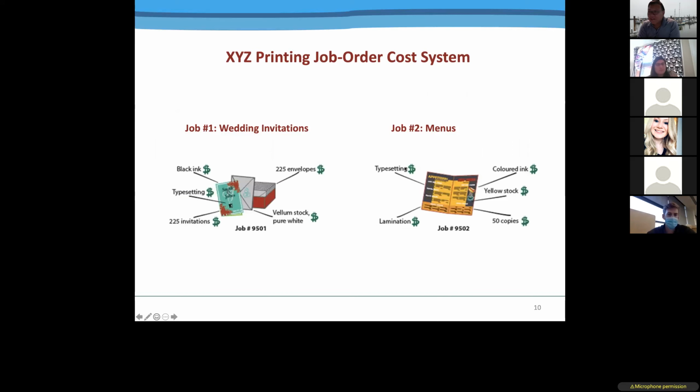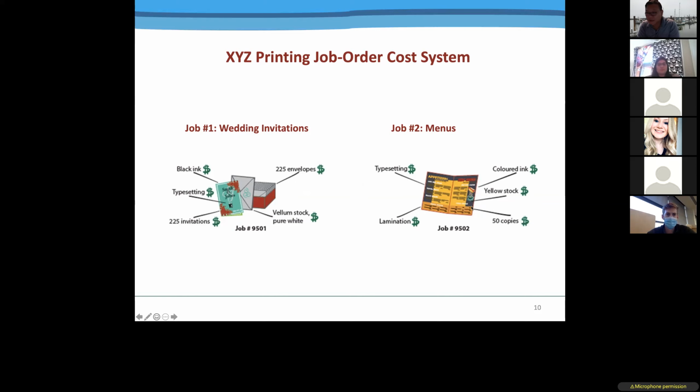So the textbook gives us this example. Basically this is a printing company. We contrast two different jobs. One is for the wedding invitations, the other one is for menus. As you can see, these are quite different in nature. First of all, for this product you need 225 envelopes and 225 invitations. For this one, you only need 50 copies.